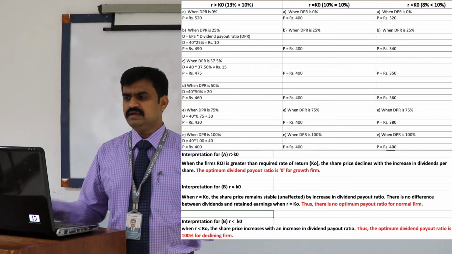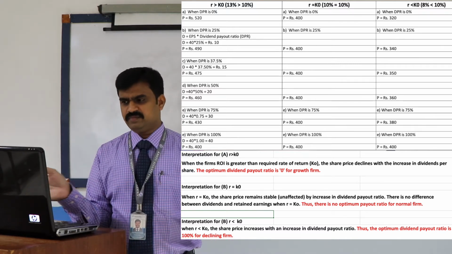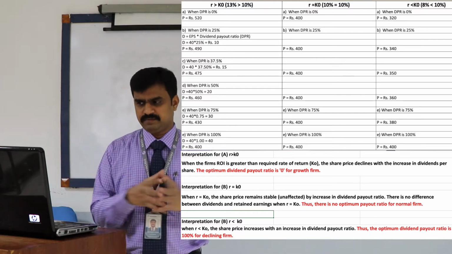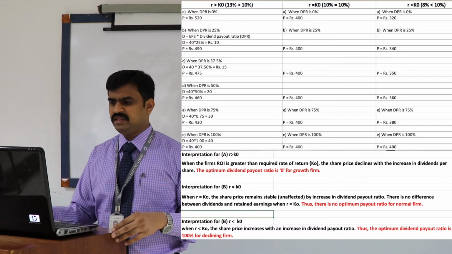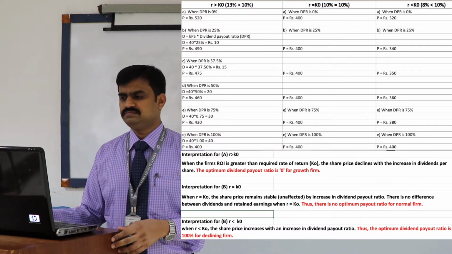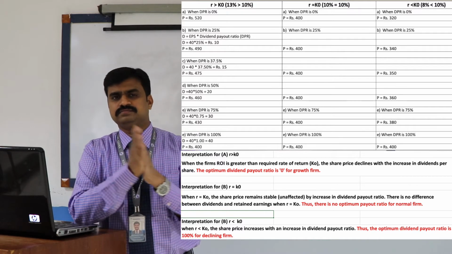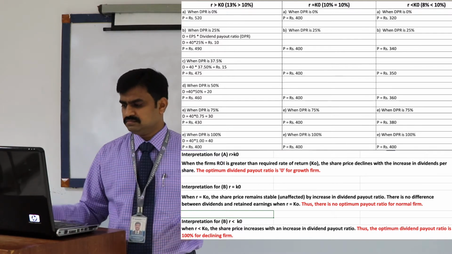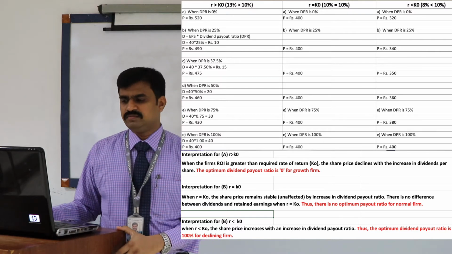So what you can see there, the stock price is constant. It is not either going up or coming down. It's not increasing or decreasing. So what is the optimum dividend policy for this kind of scenario, when R is equal to K naught? Any policy is optimum. Any policy is optimum, okay?